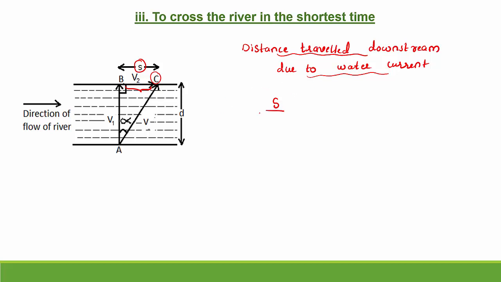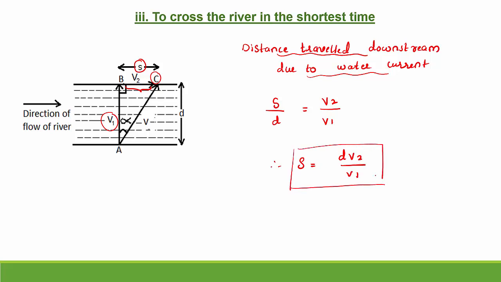Here we take the width of the river as D. S divided by D is equal to the distance traveled from B to C divided by the width. We can consider the velocity of the swimmer from B to C as V2, and the width of the river corresponds to V1. Observe here both are parallel. So S divided by D equals V2 divided by V1, or simply S equals D V2 divided by V1. This is the expression for the distance traveled downstream due to water current.